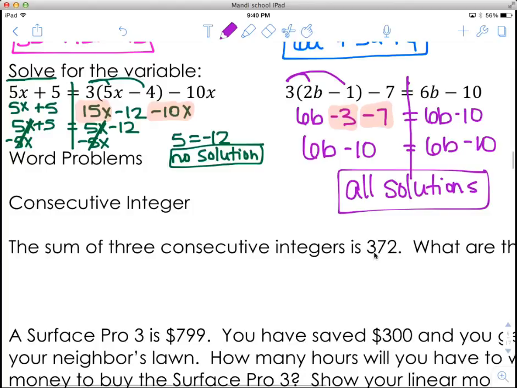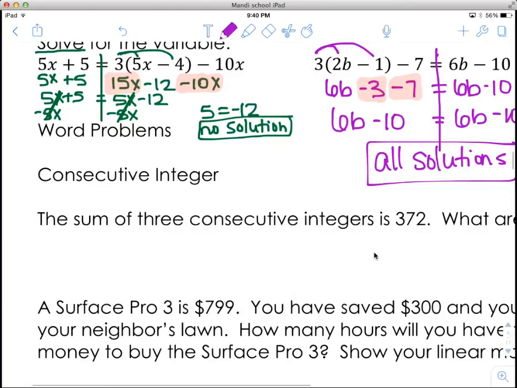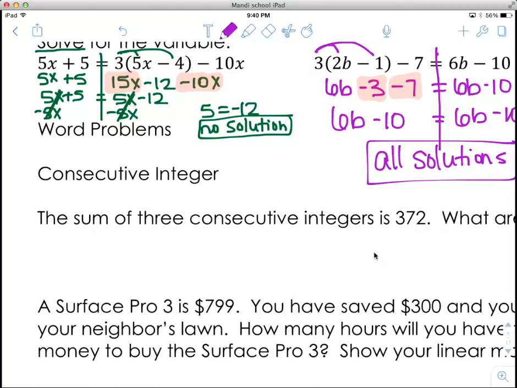Okay, I know I skipped that last problem. That's okay. We are going to talk about one type of problem you'll see on your homework or on your practice called consecutive integers. So the word consecutive means in order. So if I asked you for 3 consecutive integers, you could say 3, 4, 5. You could say 12, 13, 14. Any of those are consecutive numbers.